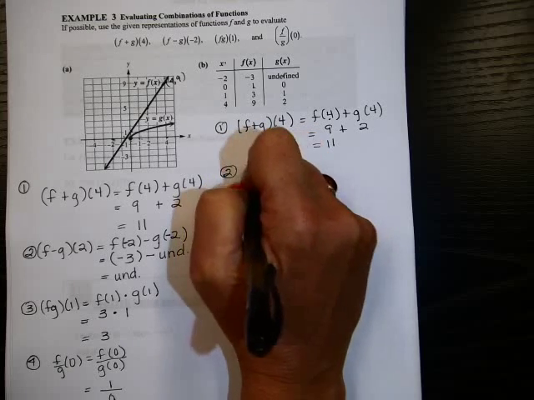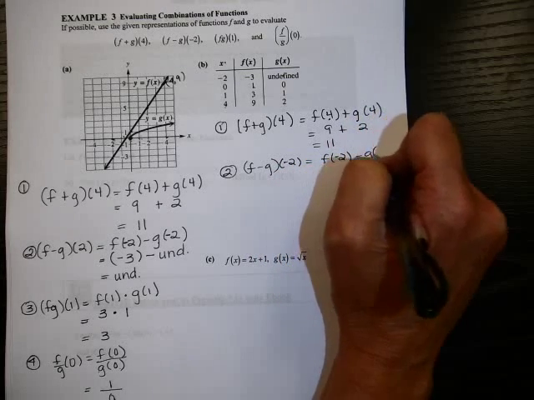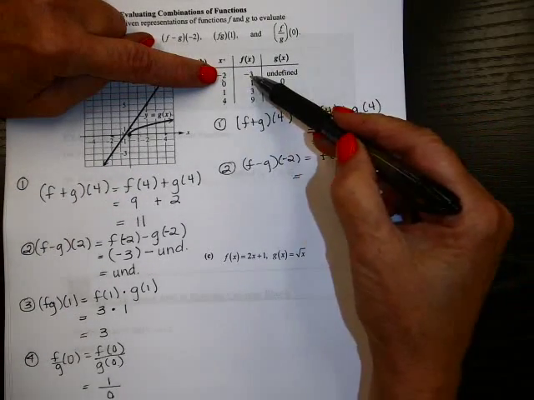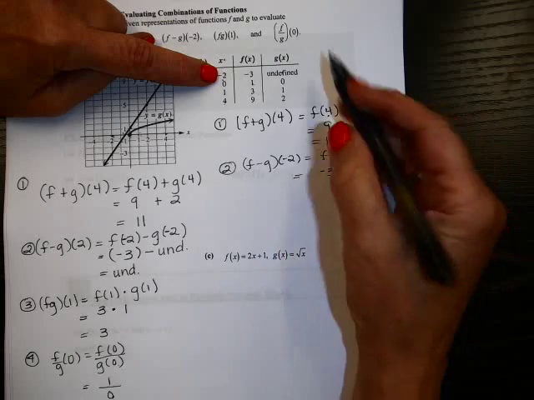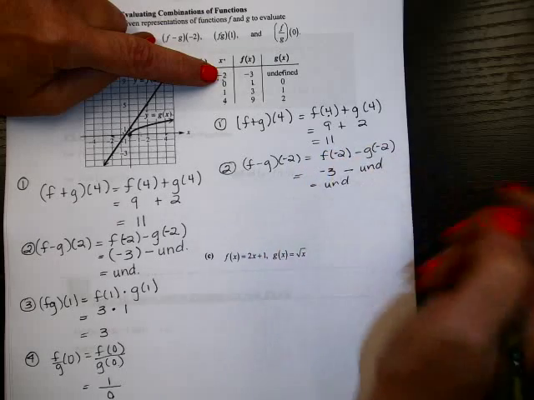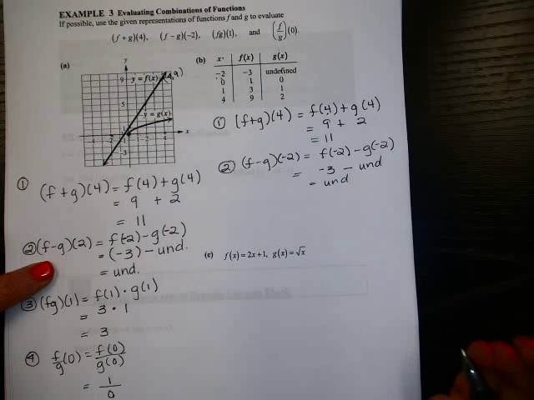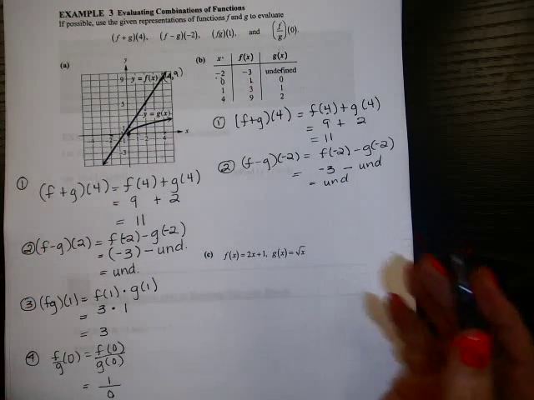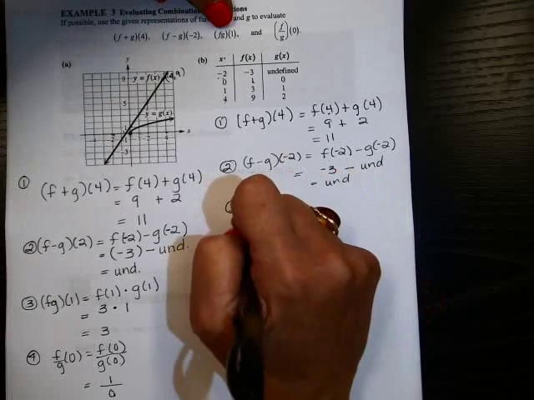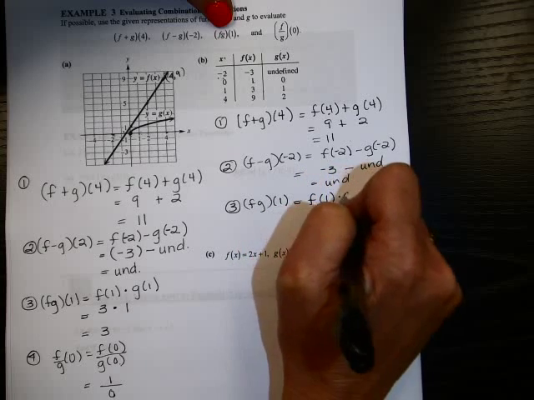F minus g of negative 2 means f of negative 2 minus g of negative 2. So we go to where x is negative 2. F of negative 2 is negative 3. G of negative 2 is undefined. And again, undefined. F minus g, table and graph. So we go through the same steps. You read the table. So 3, we're doing f times g of 1. That means f of 1 times g of 1.